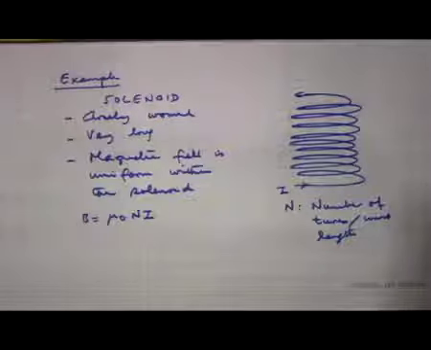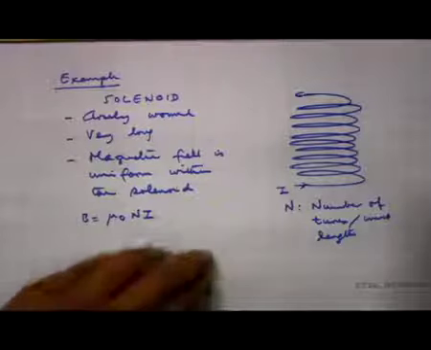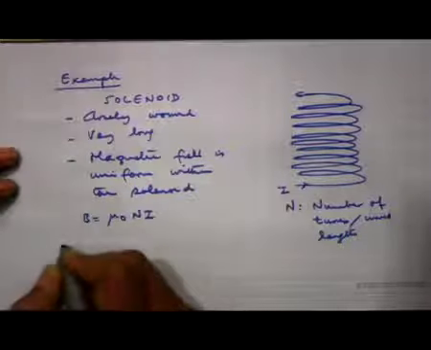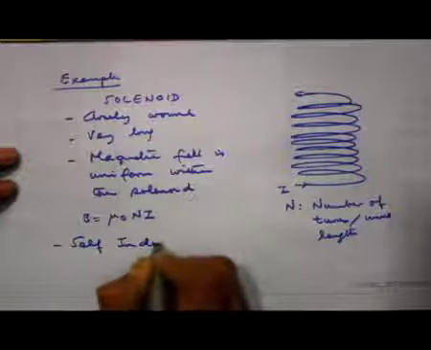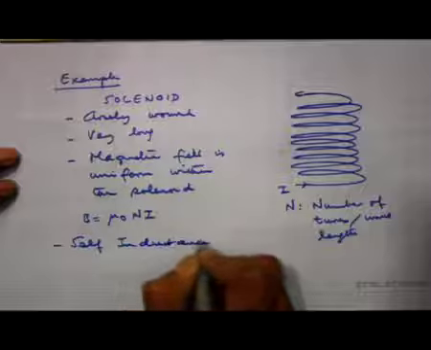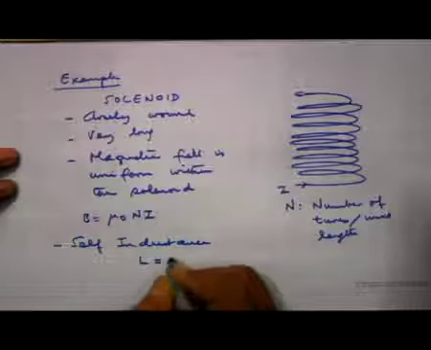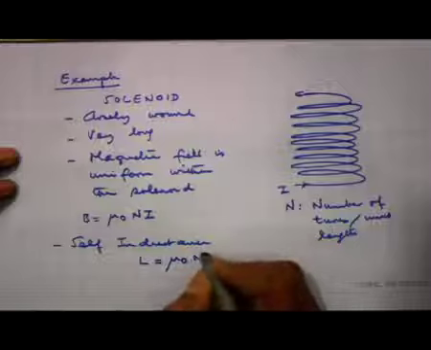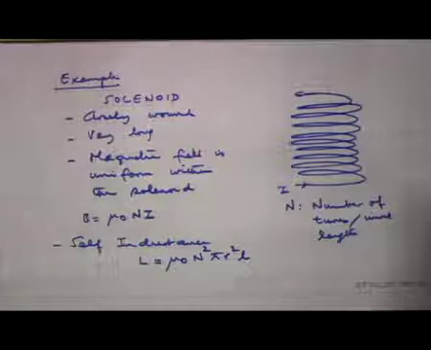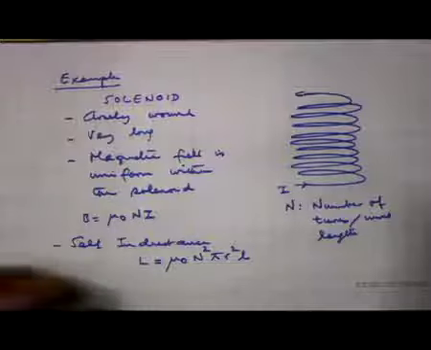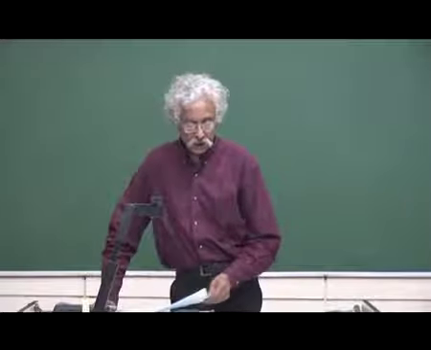and the current passing through is I. Now, in the earlier lecture I had actually calculated the self inductance of the solenoid, and it came out to be L is equal to mu naught N square pi R square into L. Self inductance of a length L of the solenoid we had calculated is mu naught N square pi R square into L.